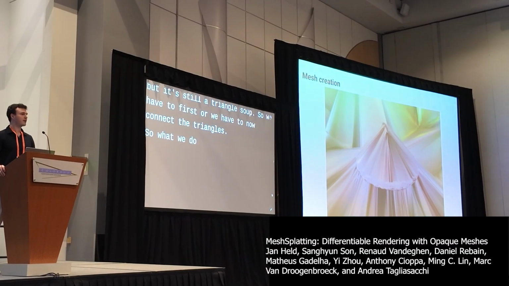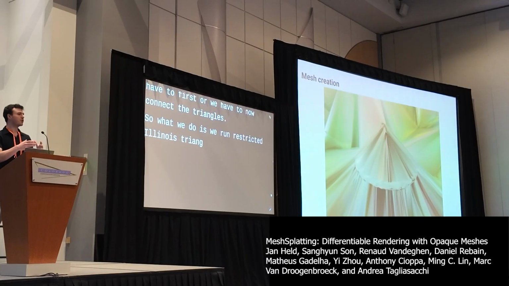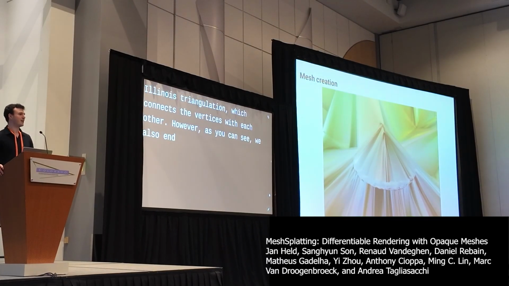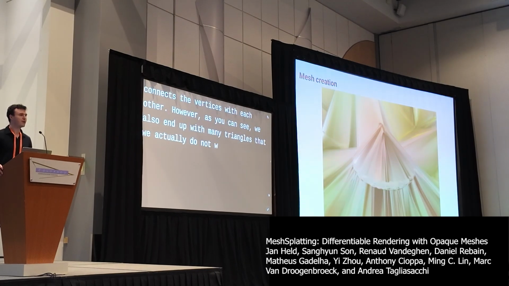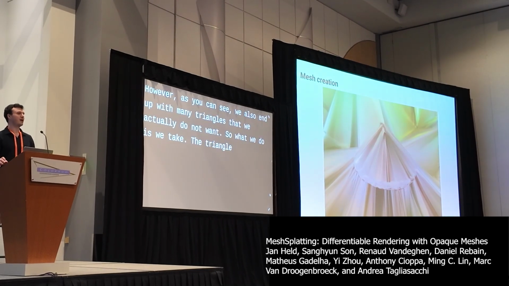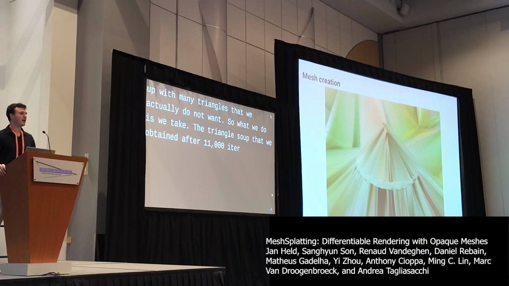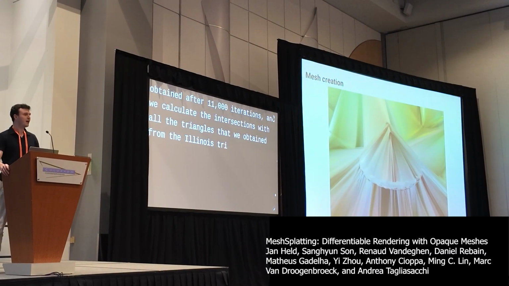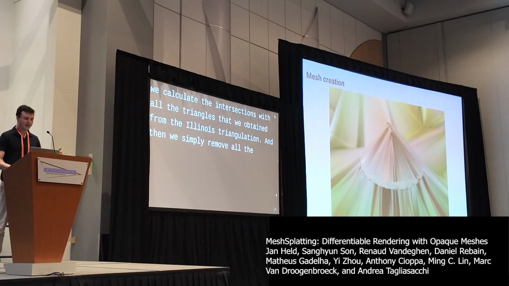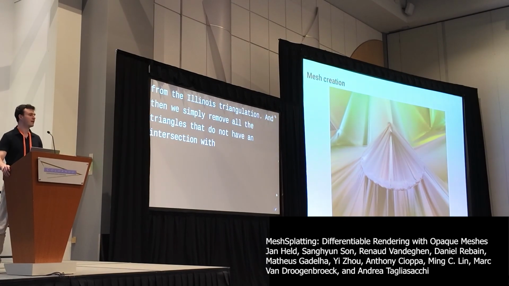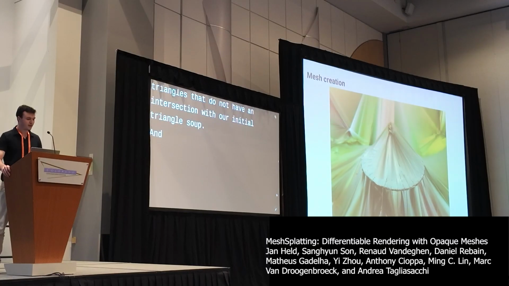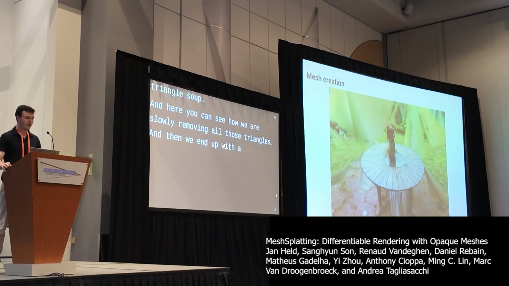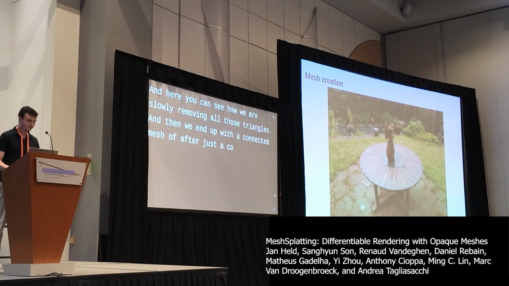So what we do is we run restricted Delaunay triangulation, which connects the vertices with each other. However, as you can see, we also end up with many triangles that we actually do not want. So we take the triangle soup that we obtained after 11,000 iterations and calculate the intersections with all the triangles that we obtained from Delaunay triangulation. And then we simply remove all the triangles that do not have an intersection with our initial triangle soup. Here you can see how we are slowly removing all those triangles, and then we end up with a connected mesh after just a couple of seconds.